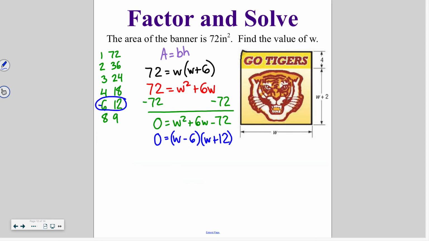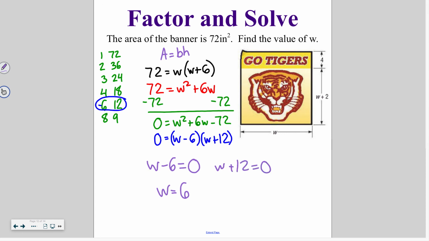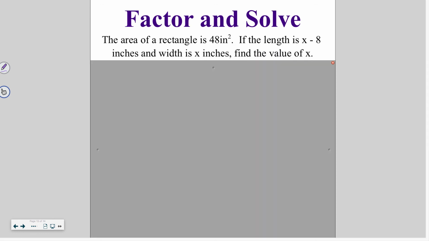Setting both of those equal to 0, I end up with w minus 6 is equal to 0, giving me an answer of 6, and w plus 12 is equal to 0, giving me an answer of negative 12. Now, because it's a word problem, I have to think about this logically. We've got 6 inches for the length, and we've got negative 12 inches for the length. It does not make sense to have a negative length value, so I've got my final answer of w is equal to 6 inches. Go ahead and try this one on your own.